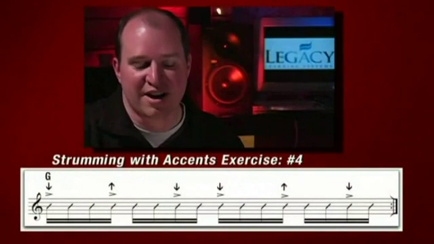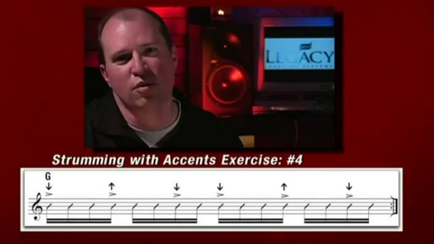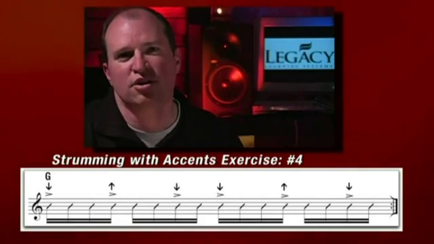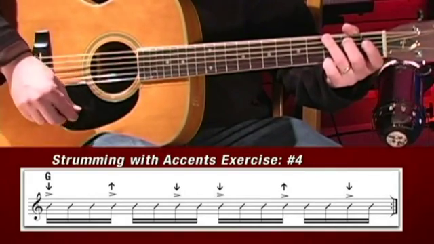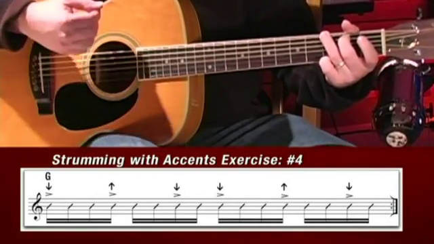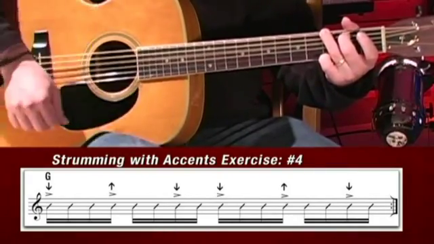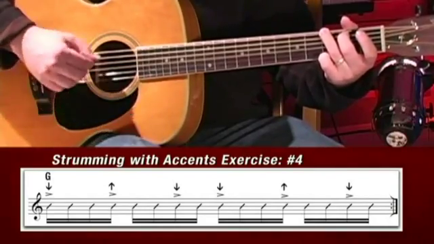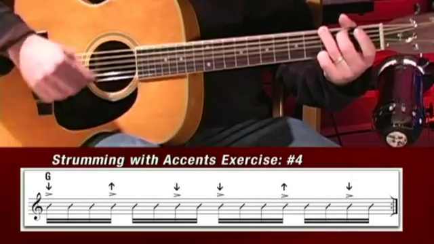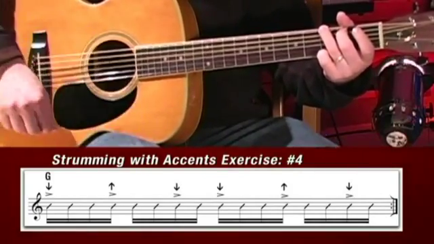Let's go to the next exercise with that. Okay? Now I've got it on the first, the 4th one, and then also on, what is that, the 7th one as well? So it would be something like this. Ready? Go. Down, up, down, down, up, down, down, up, down, down, up. Let's just keep doing it. Really make the most of the accents.